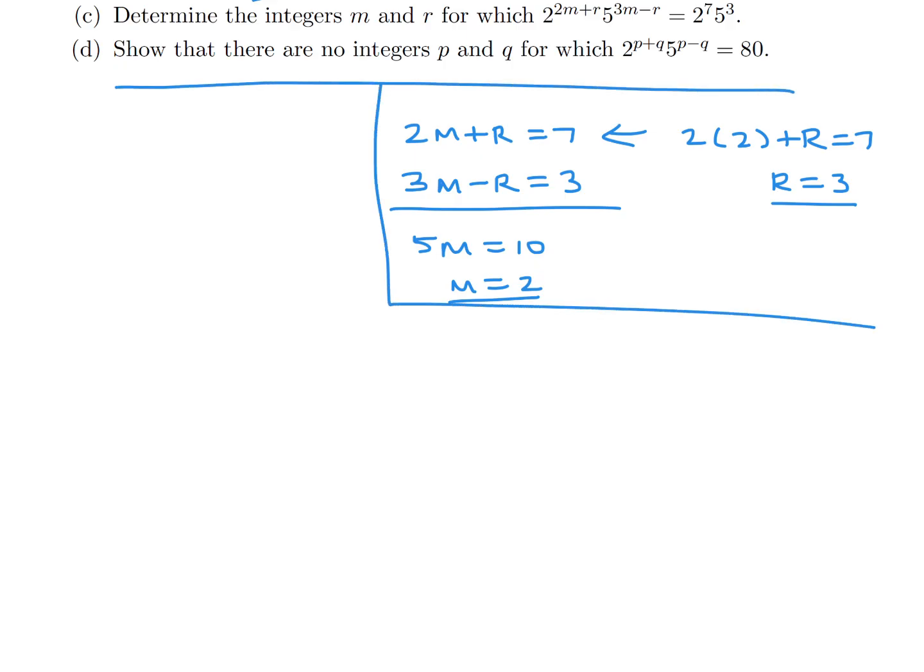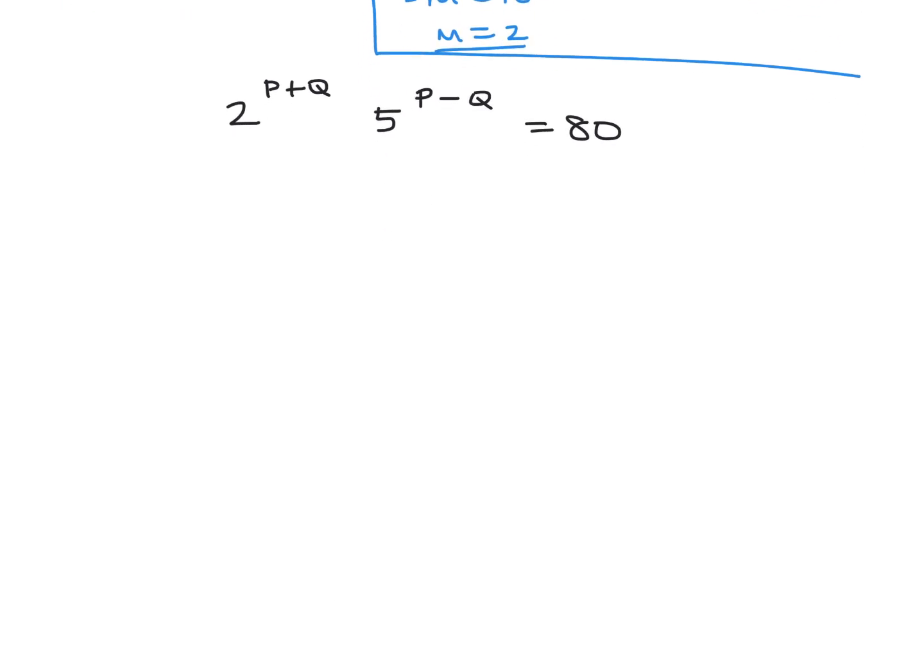And then the last one: show that there are no integers p and q for which 2 to the power of p plus q times 5 to the power of p minus q is 80. Okay, so 2 to the power of p plus q times 5 to the power of p minus q is 80. Now 80, we have to break that down into its prime factors. So I believe that is 16 times 5, and 16 is 2 to the power of 4, and then it'll be 5 to the power of 1. So that's the prime factorization of 80.